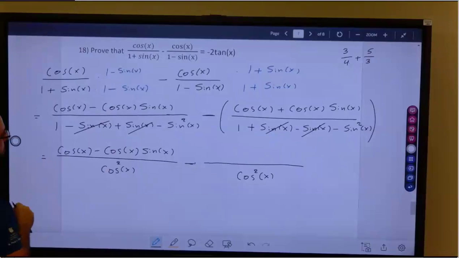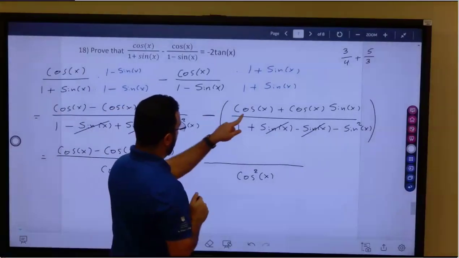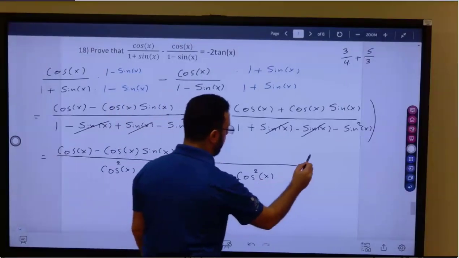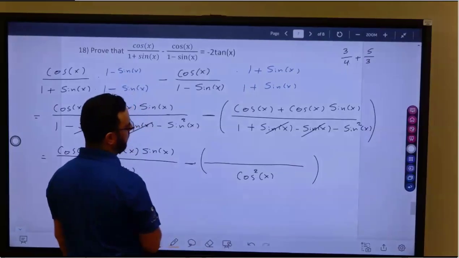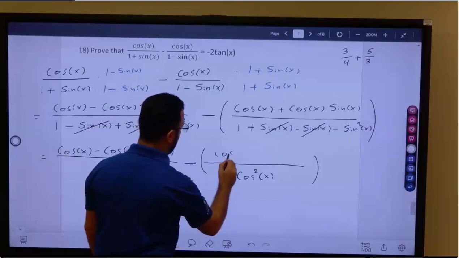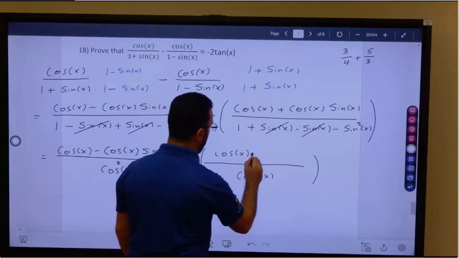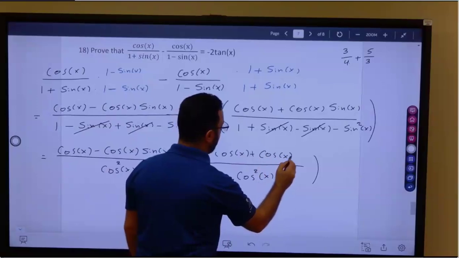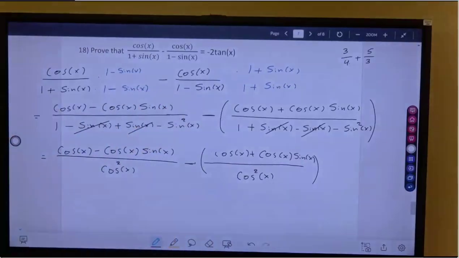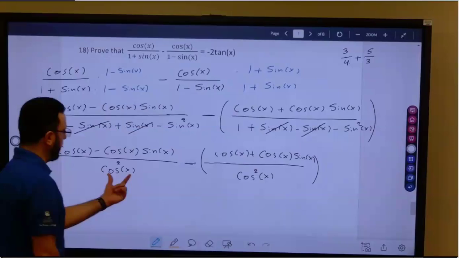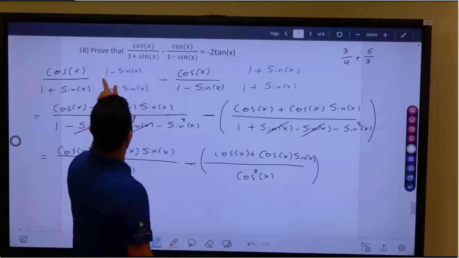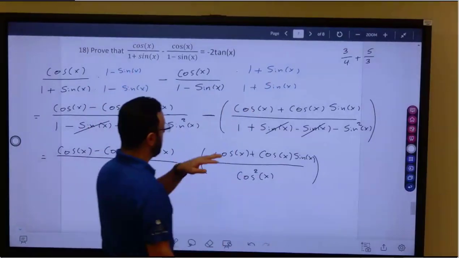Now, next step, we still have parentheses here. Distribute the negative sign, so I'm going to keep the parentheses here so as not to get confused. So minus times, we'll keep this one like cosine x plus cosine x sine x. Let's check the next step. I have the same denominator here, and that's why I multiplied here by 1 minus sine and here by 1 plus sine to get the common denominator.